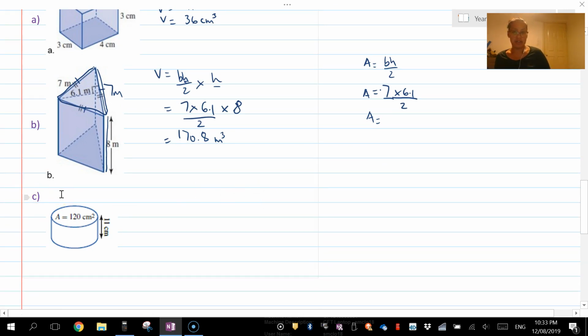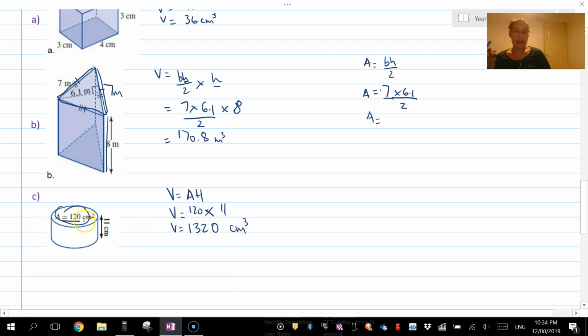Now, here we go. Remember how I told you that sometimes when you get a prism, the shape will give you the area, and all you have to do is substitute that into your equation. So volume equals A times H. Volume equals, now A is 120 centimeters squared, times the height of your cylinder, 11. V equals 1320. I think I've got enough zeros there. We'll double check. Yes, I certainly do, and that is going to be centimeters cubed.